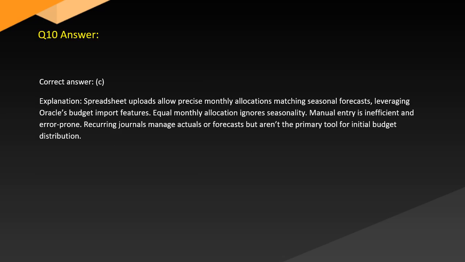Answer. Correct answer, C. Explanation. Spreadsheet uploads allow precise monthly allocations matching seasonal forecasts, leveraging Oracle's budget import features. Equal monthly allocation ignores seasonality. Manual entry is inefficient and error-prone. Recurring journals manage actuals or forecasts but aren't the primary tool for initial budget distribution.